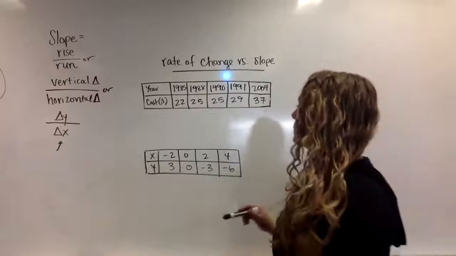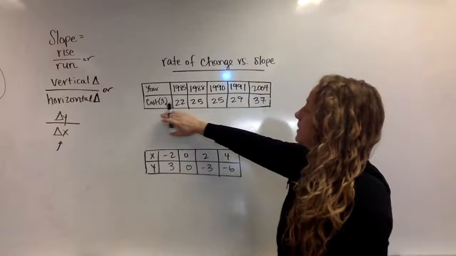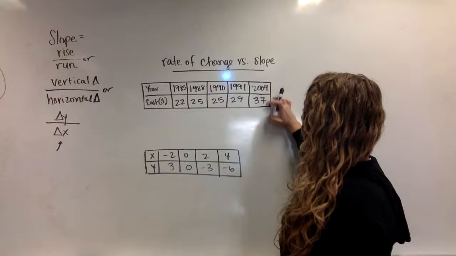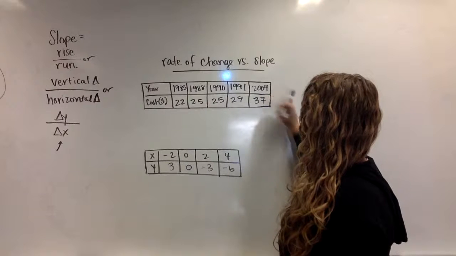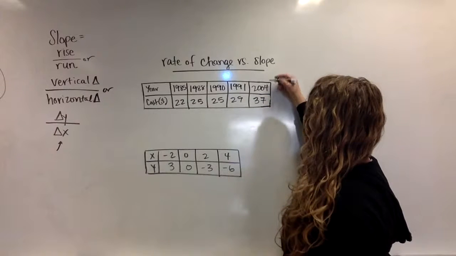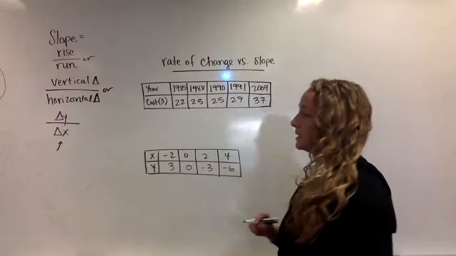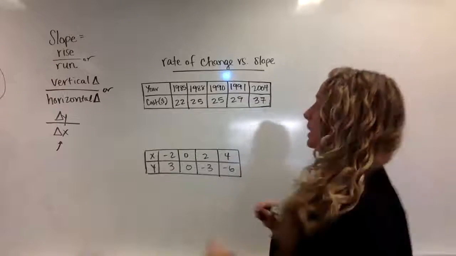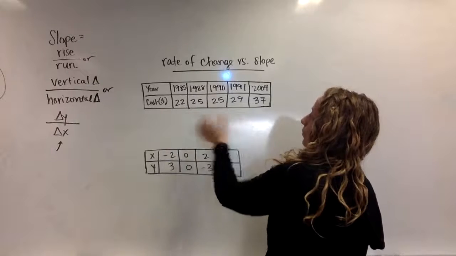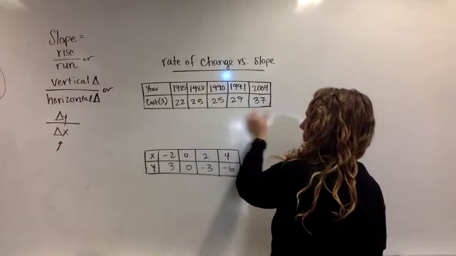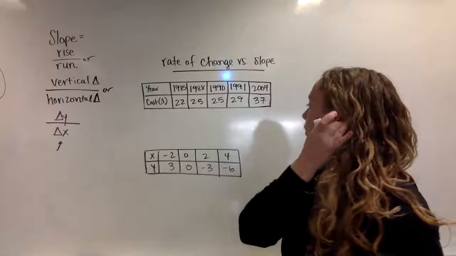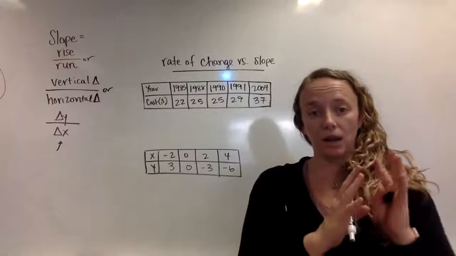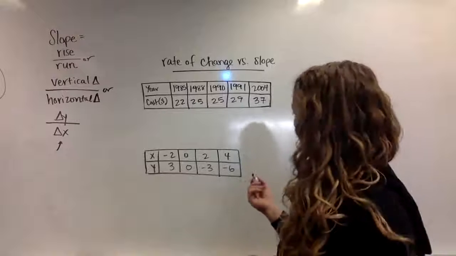So rate of change versus slope. We're going to first look at this. We have the cost of stamps over time, and the cost of stamps has increased over time. And when we look at these increases, they're not necessarily a steady rate of change between 1985 to 2004, but there was a steady rate of change in between some of these. So we can look at the rate of change from one year to another year and look at those particular differences.